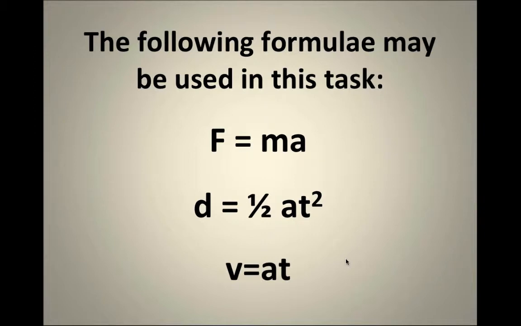Okay, here's the formula you're going to get. F equals ma. Force is mass times acceleration. Distance is equal to 1/2 at squared. And velocity equal to at. You're given the force, you're given the mass, you need to find the acceleration. You're going to use that acceleration in these 2 equations. Each wagon is going to have an acceleration. You're going to find it by using the forces and masses given, and you're going to use that acceleration in these 2 equations. Piece of cake.